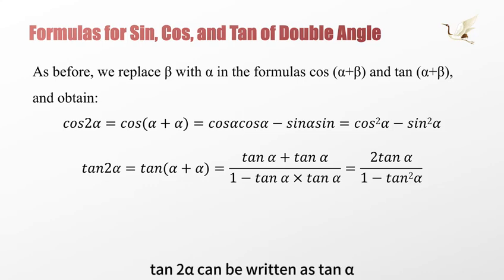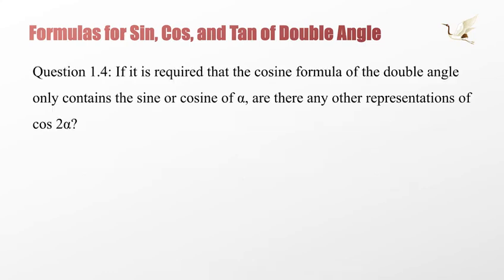Similarly, tangent 2 alpha can be written as tangent(alpha plus alpha). Substituting it yields (tangent alpha plus tangent alpha) over (1 minus tangent alpha multiplied by tangent alpha), to obtain twice tangent alpha over 1 minus the square of tangent alpha. In this way, we obtain the formulas for the cosine of the double angle and the tangent of the double angle.